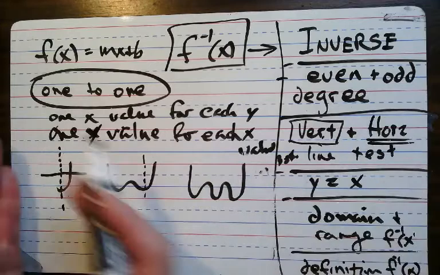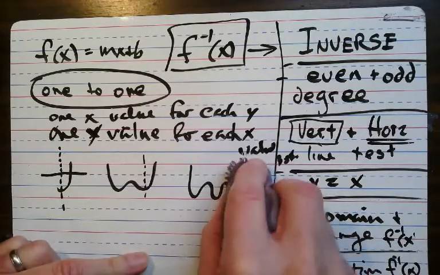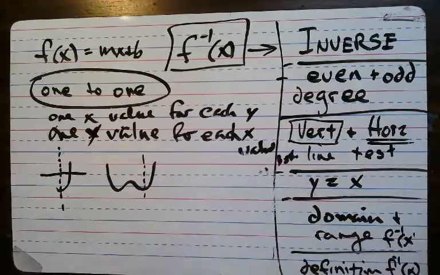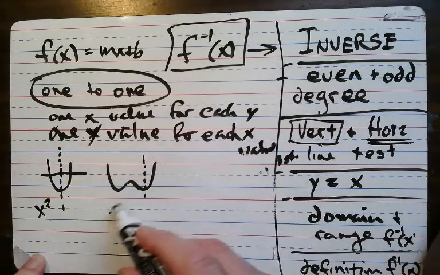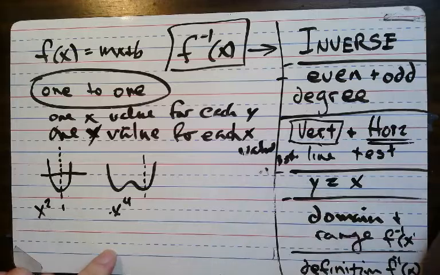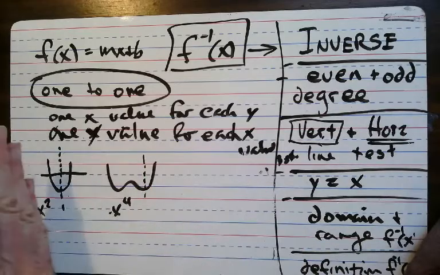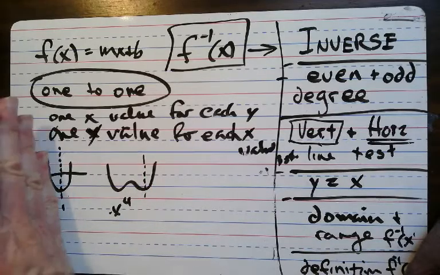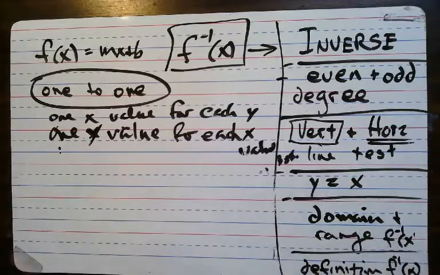Doesn't really matter. You can restrict the domain and make it work. So even degree, so this was x squared, the whole graph. This is x to the 4th, x to the 6th. Any even degree does not have an inverse unless you restrict the domain. If you cut the graph in half, then you can get an inverse.